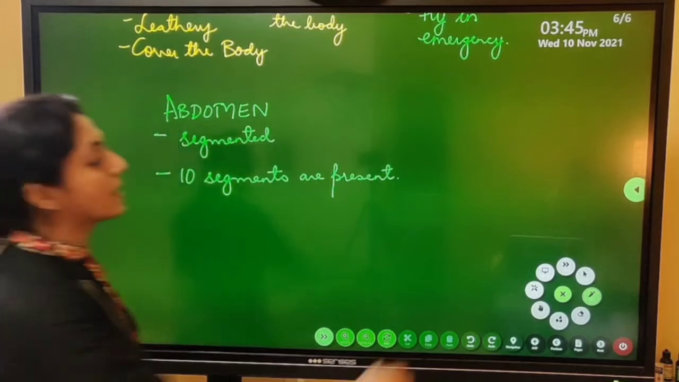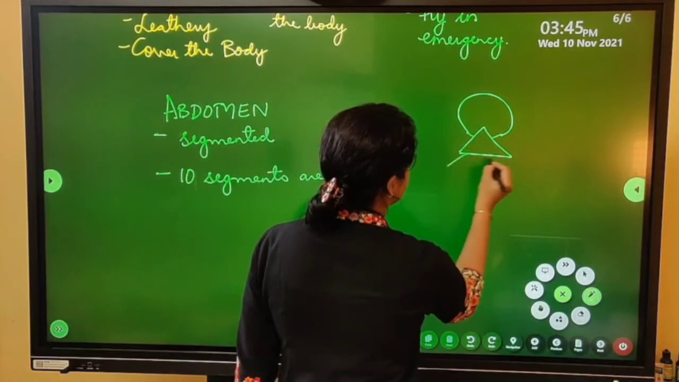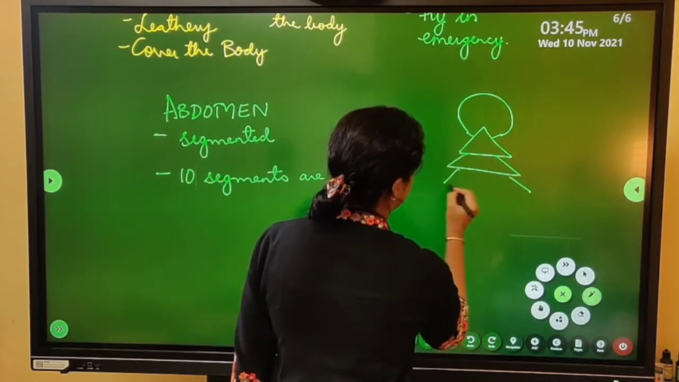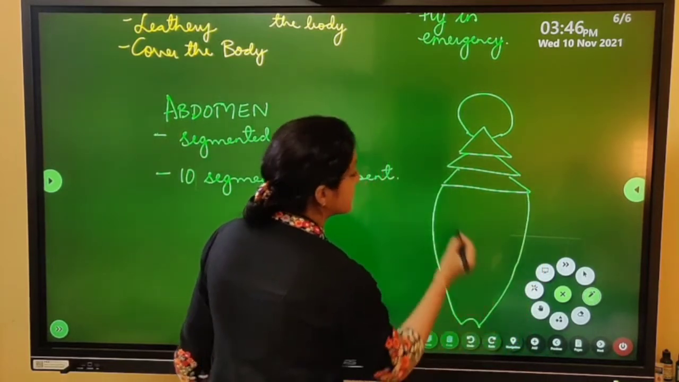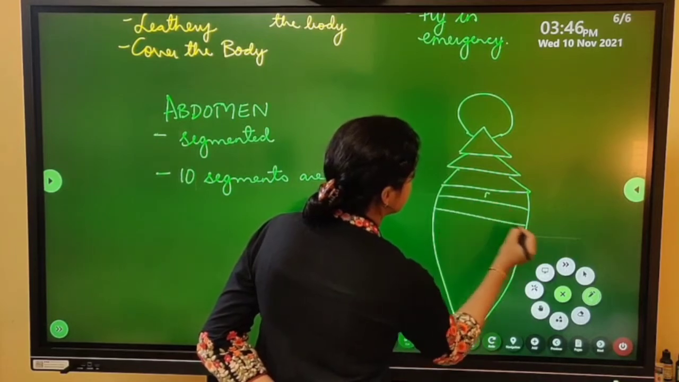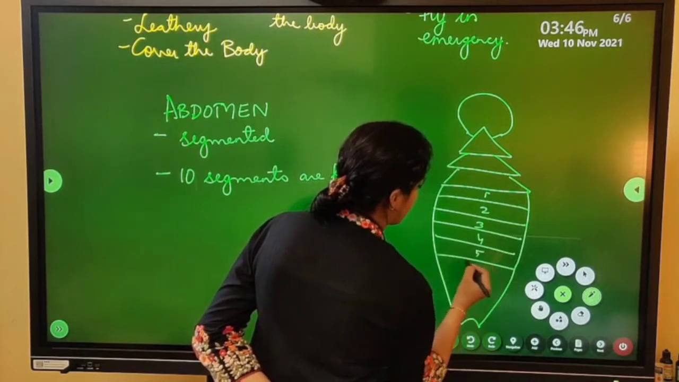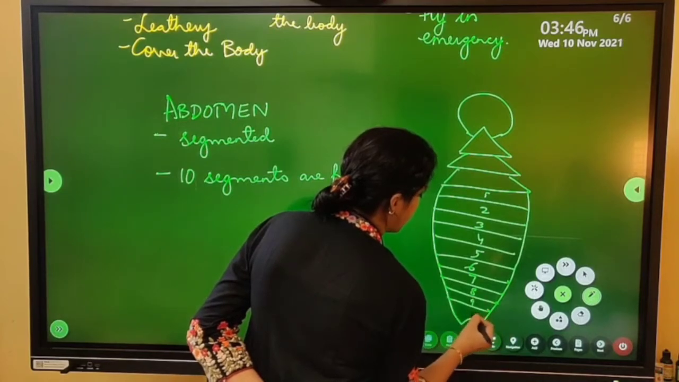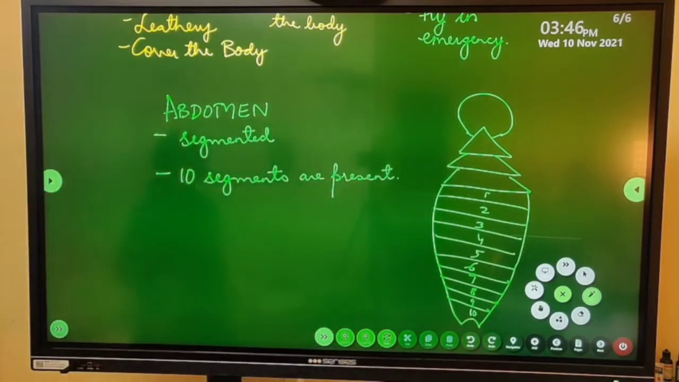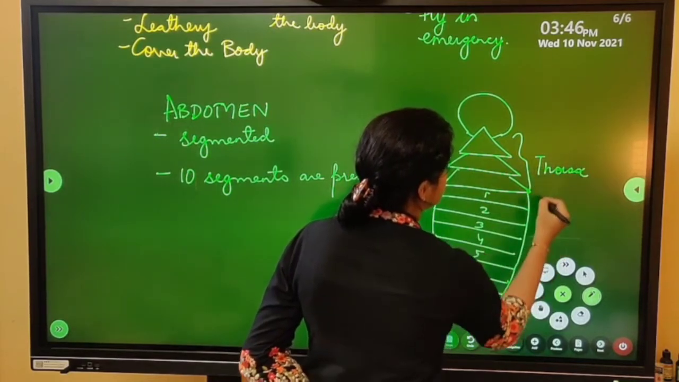Segments are present. So again, if this is the head, then you have the prothorax, the mesothorax, the metathorax. After that, you will have the abdomen, which is of 10 segments. 1, 2, 3, 4, 5, 6, 7, 8, 9 and 10. There are 10 segments present in the abdominal region. These three are the thorax. This is the abdomen.